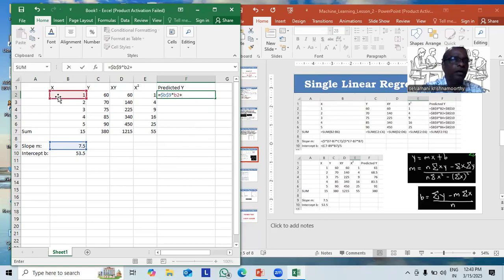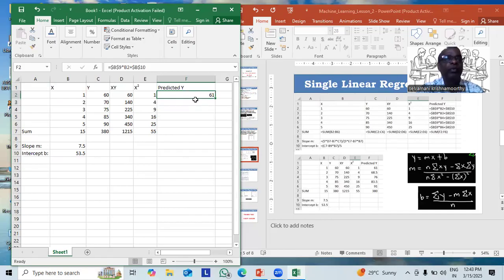Plus b is available in $B$10. I hope it is clear. Okay, $B$9 multiplied by B2 plus $B$10. That is mx plus b. So I want to find out y. The y formula is mx plus b. M is available in B9, x is B2, plus b is B10. Okay. Now let me drag.